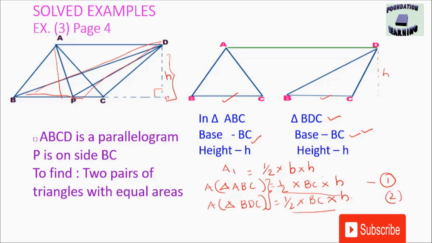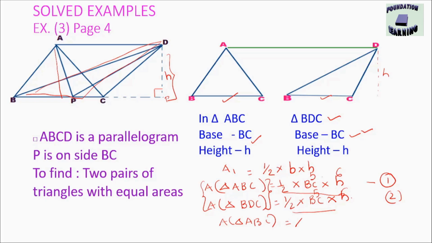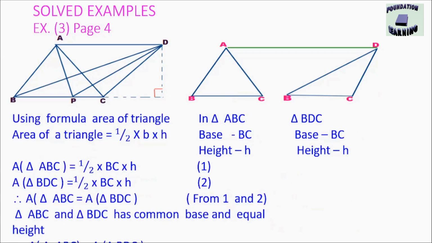Okay, now suppose base is 5 and this is 6. Naturally everything is the same for both the triangles, the measurements are the same. Therefore we have found the first triangle. Area of triangle ABC is equal to area of triangle BDC. So we have found the first pair. We have to find two pairs. So one pair we have found, and now we'll revise once again and then we'll go to the next pair.